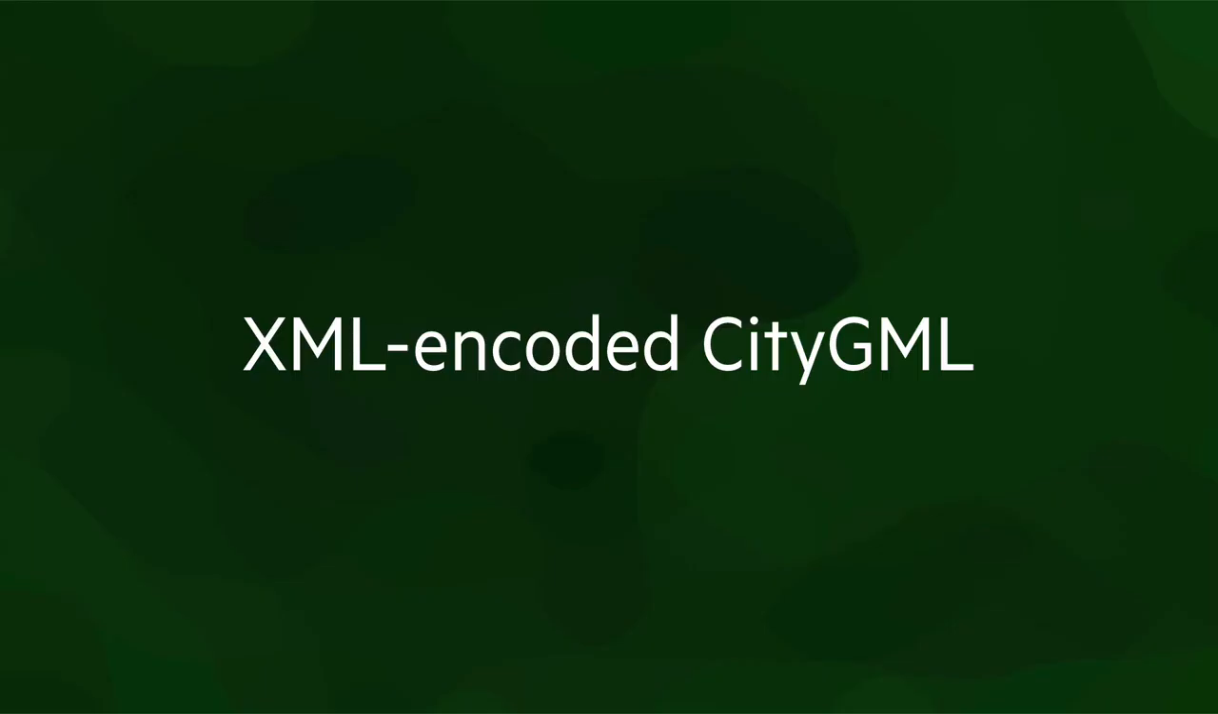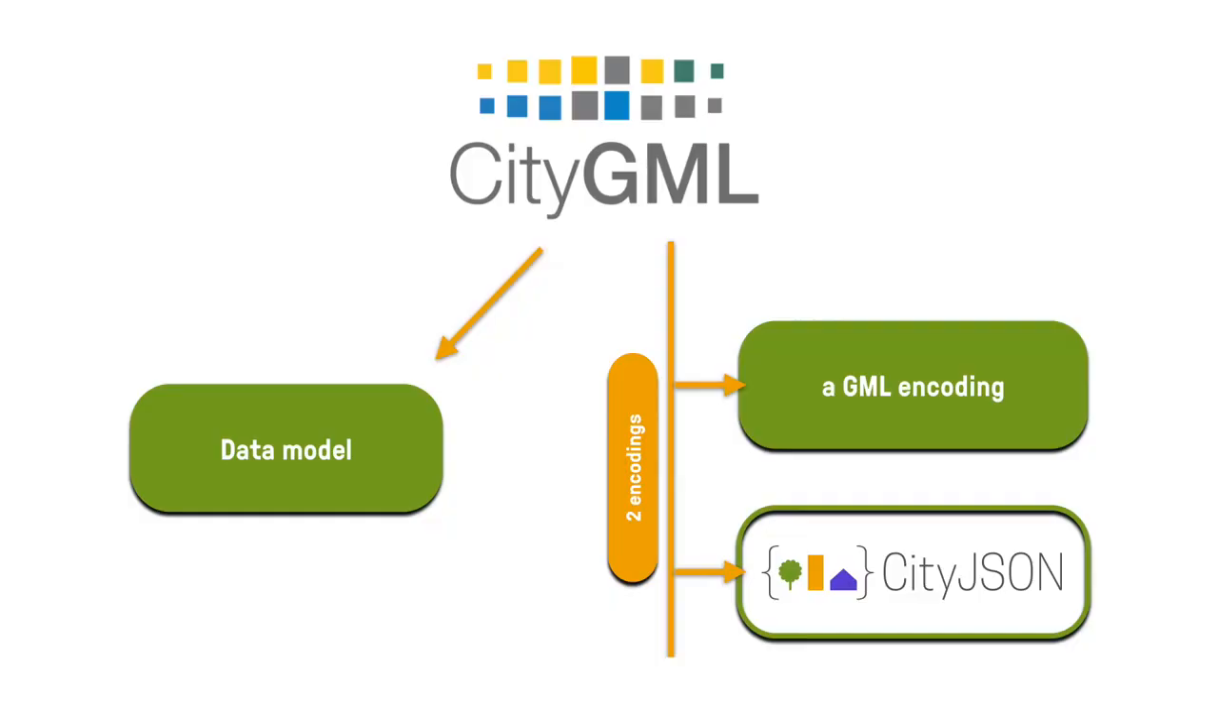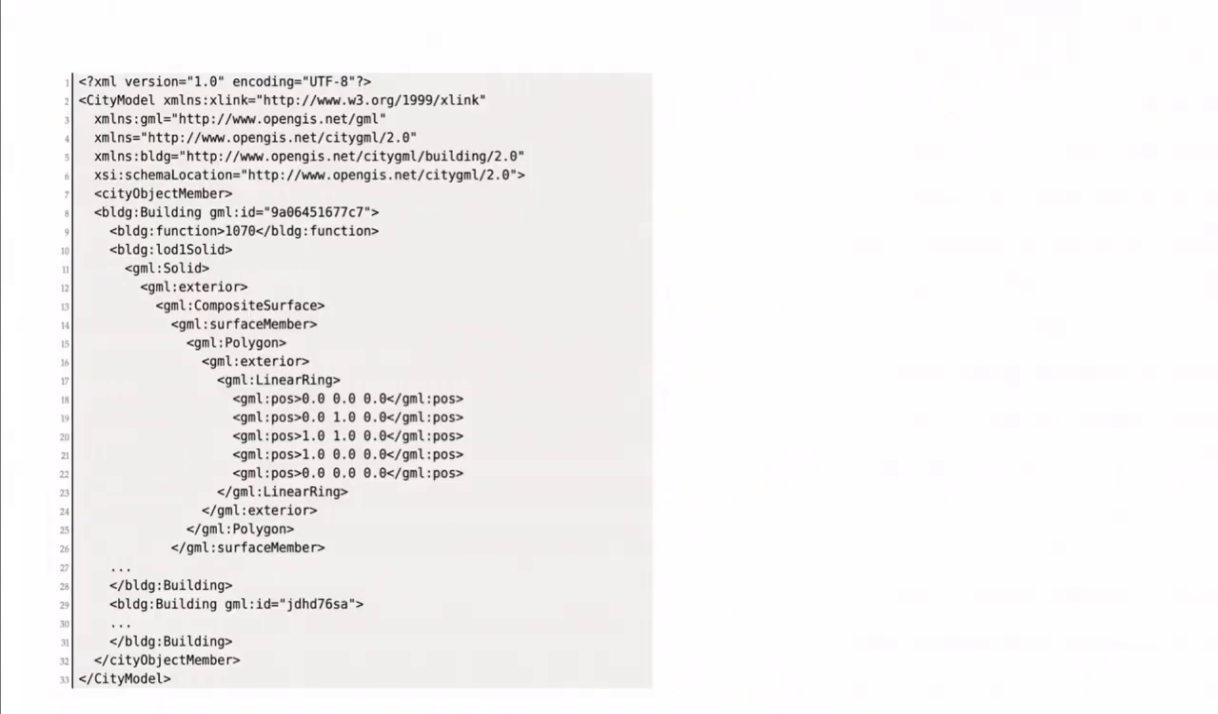For the first 2 versions of CityGML, released respectively in 2008 and 2012, the only encoding officially available was an XML encoding. Actually, CityGML was designed first as an XML encoding, and then the data model was linked to this encoding. The new version of CityGML, version 3, that was released in 2021, is different. The data model is independent of the encoding, and several encodings can be derived from it. But let's start briefly by looking at an XML file of CityGML.